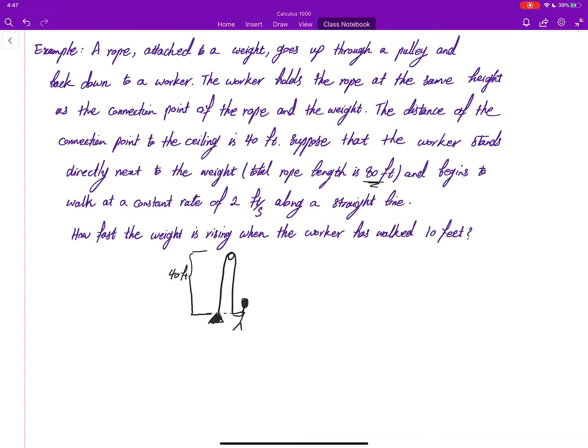Then the worker starts walking away from the weight. What happens is that as he pulls the rope, the weight goes up.